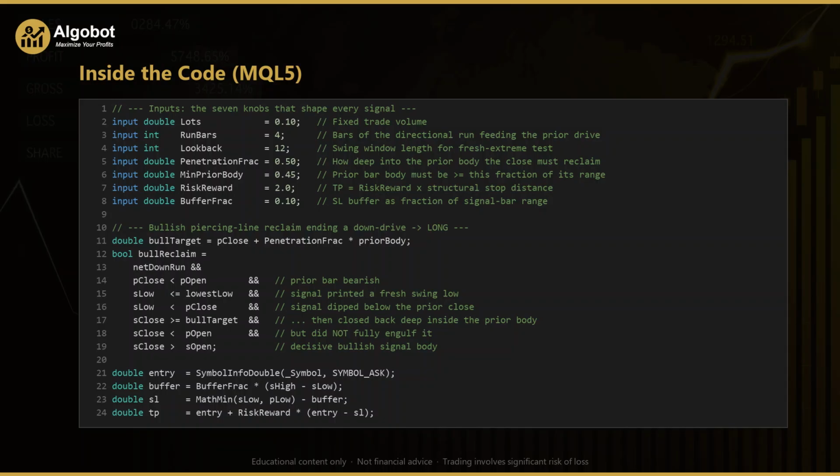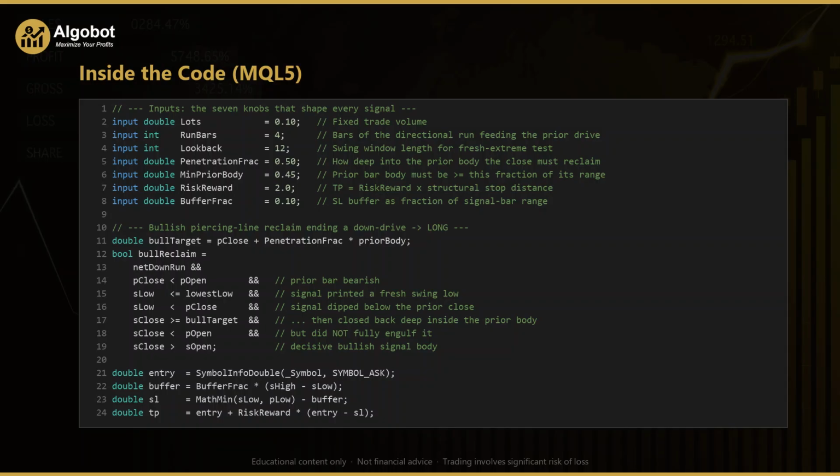Look back sets the length of the swing window used for the fresh extreme test, so a larger value demands a more significant new low or high. PenetrationFrac decides how deep into the prior body the close must reclaim. At 0.5 it needs to pass the midpoint, and pushing it higher demands a deeper reclaim. MinPriorBody sets how solid the prior candle must be as a fraction of its range. RiskReward sets the take-profit distance as a multiple of the stop, and BufferFrac adds a small cushion just past the stop level.